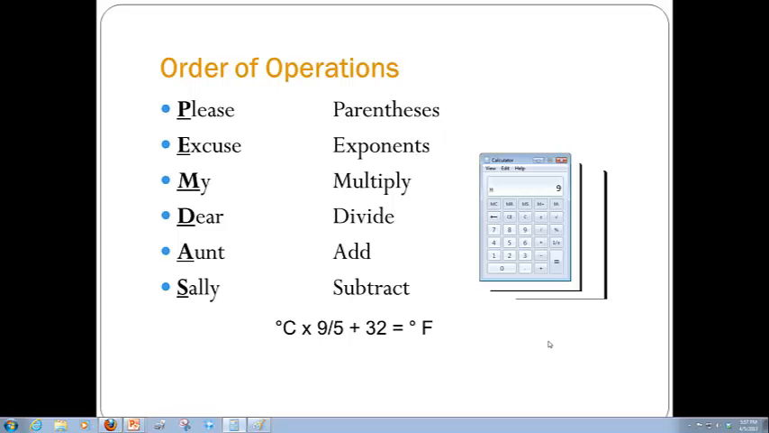It's not a mistake that you would want to make. So you are going to want to remember the correct order of operations. This phrase, "Please excuse my dear Aunt Sally," will help you.